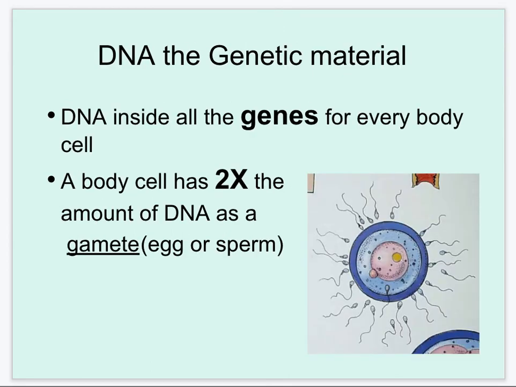DNA, the genetic material. DNA inside all the genes for every body cell. A body cell has 2 times the amount of DNA as a gamete, egg, or sperm. So this goes back to mitosis and meiosis. If you remember, somatic cells are body cells. Body cells have the total amount of DNA, or 2 times that of gametes or sex cells, which have half the amount of DNA, which makes sense if you think about it, because egg plus sperm, right, equals embryo or fertilized egg.